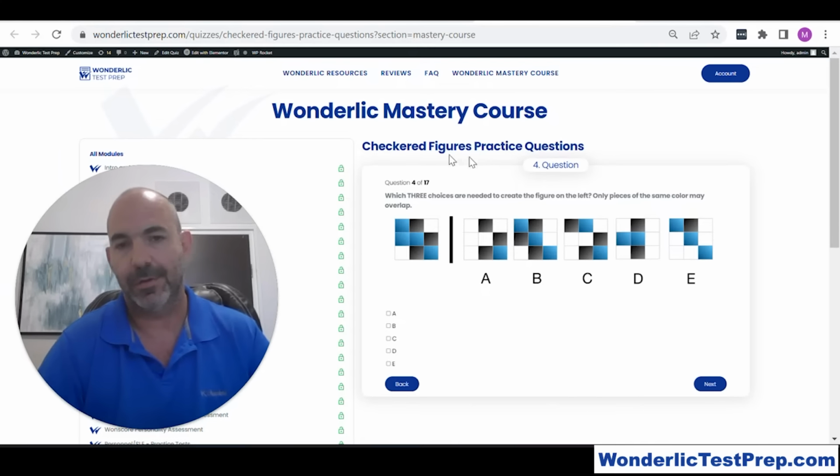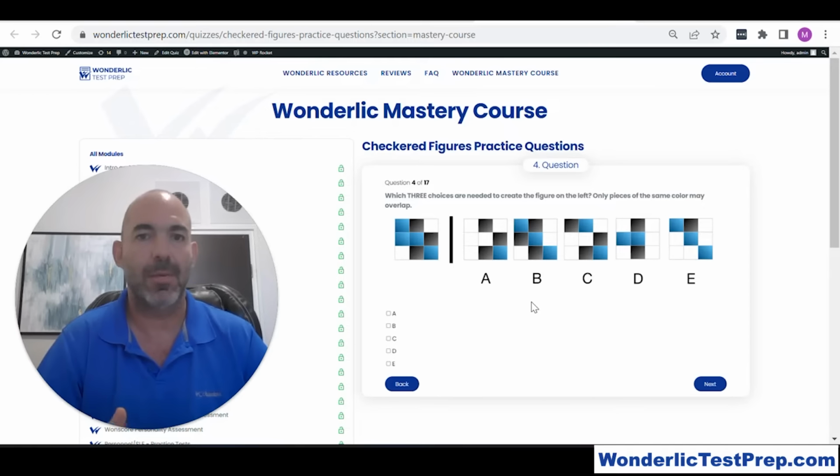Checkered figures questions. You need to choose 3 choices needed to create the figure on the left. Only pieces of the same color may overlap. There is a subtype of these questions where you're asked to choose 2 choices, which is slightly more challenging, but let's see how we can shorten your response time. Now, these questions can be easily answered within 15 to 20 seconds. Most untrained test takers spend 40, 50 seconds or even more on these questions, and let's see how we can do it much faster.